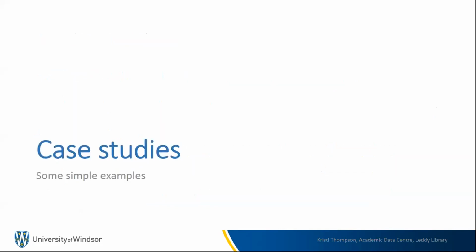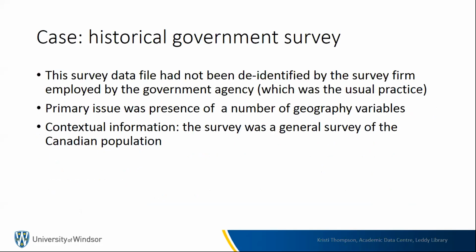Okay, I want to walk you through a couple of basic case studies that'll help illustrate what I've been talking about. This first case comes from my work with the Data Rescue Group, a historical government survey. This survey became available to me, I won't say how. It had somehow not been de-identified by the survey firm employed by the government agency, which was the usual practice. The primary issue, the one we first noticed with it, was the presence of a number of geography variables.